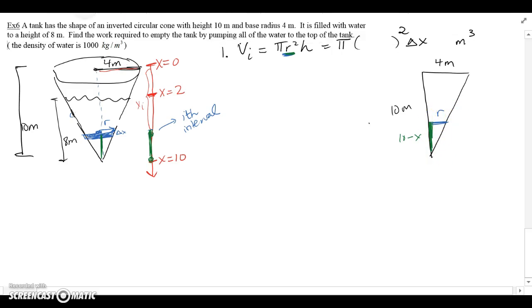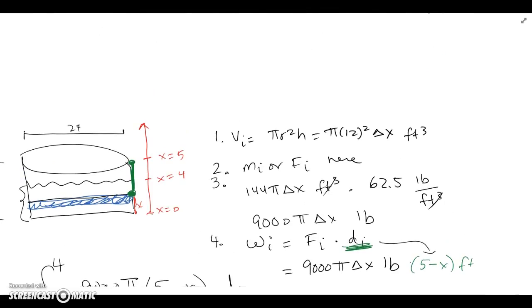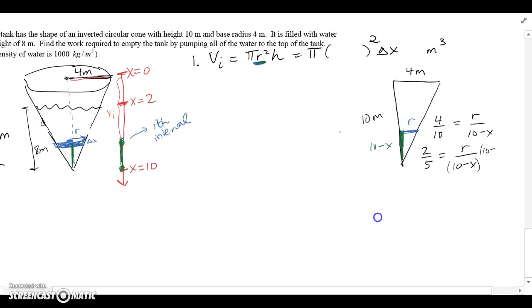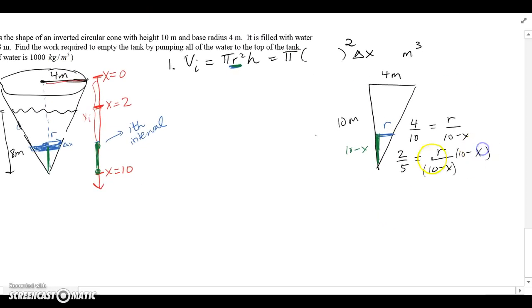So now I'm going to apply similar triangles. I'll say 4 is to 10 as this little r is to this 10 minus x. Then I'm going to go ahead and solve for r. So on the left I have 2/5. On the right I have r over 10 minus x. I will go ahead and multiply both sides by 10 minus x.